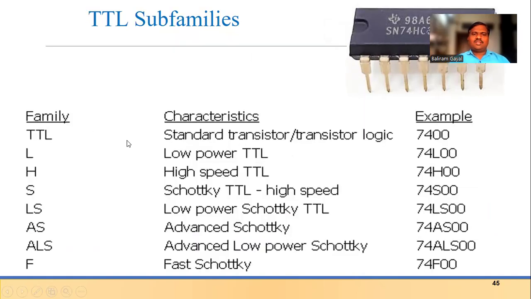Now we also discuss the IC naming here. TTL is standard transistor logic. An example for this is 7400. When it has L, that is low power TTL, 74L. Then H means high speed TTL, 74H. Then S, that is Schottky TTL high speed. LS means low power Schottky. AS is advanced Schottky. Then ALS is advanced low power Schottky. And F is fast Schottky.